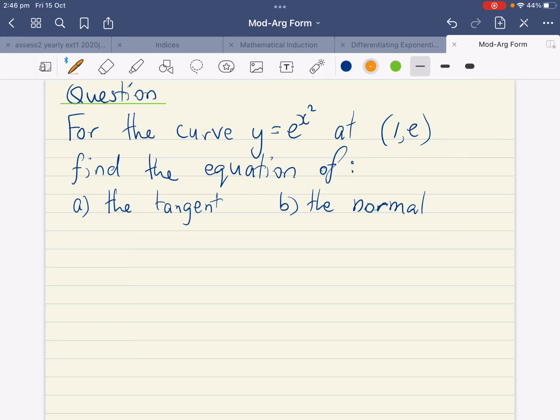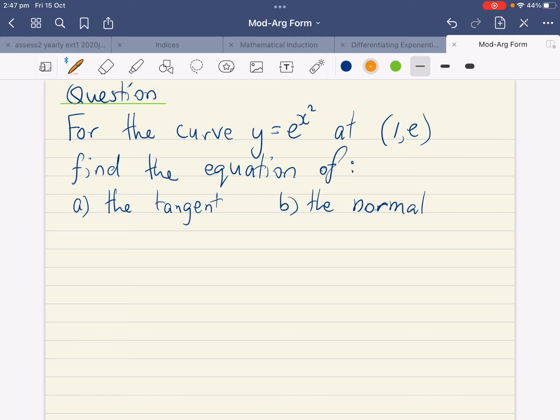We have a request for this particular question here. It's question 7 from exercise 4.2. And in this case, they're asking us to find the equation of a tangent and then a normal. Both tangents and normals are straight lines. So ultimately, all this question is asking us to do is find the equation of a straight line.